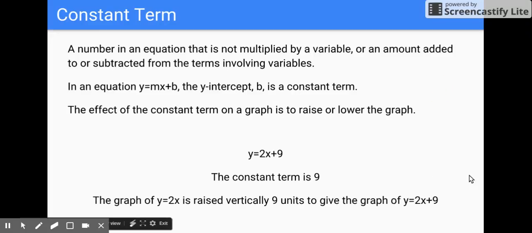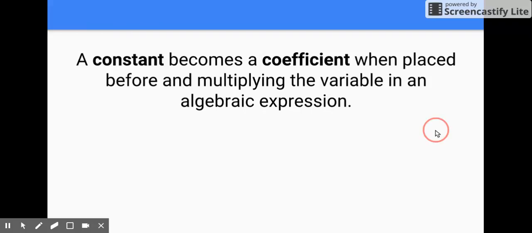So if I've got this equation y equals 2x plus 9, the constant term is 9. The graph of 2x is raised vertically 9 units to give the graph of y equals 2x plus 9. So the effect of the constant term on the graph is to raise or lower it. So if you had a minus 9, it would go down 9 units.